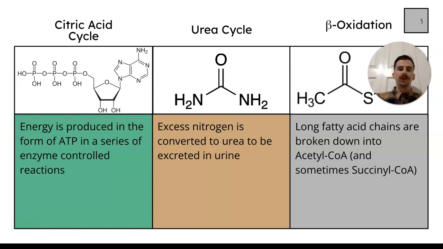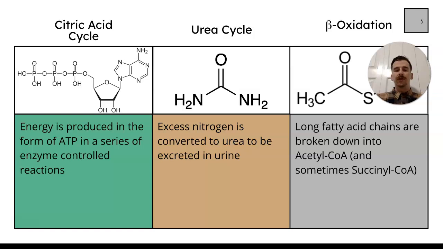So big cycles we're going to talk about are the citric acid cycle and the urea cycle. The citric acid cycle is where we get most of our energy, like I mentioned before. A big contributor to that is pyruvate, which gets converted to acetyl-CoA and then put into the citric acid cycle so that we can get energy.